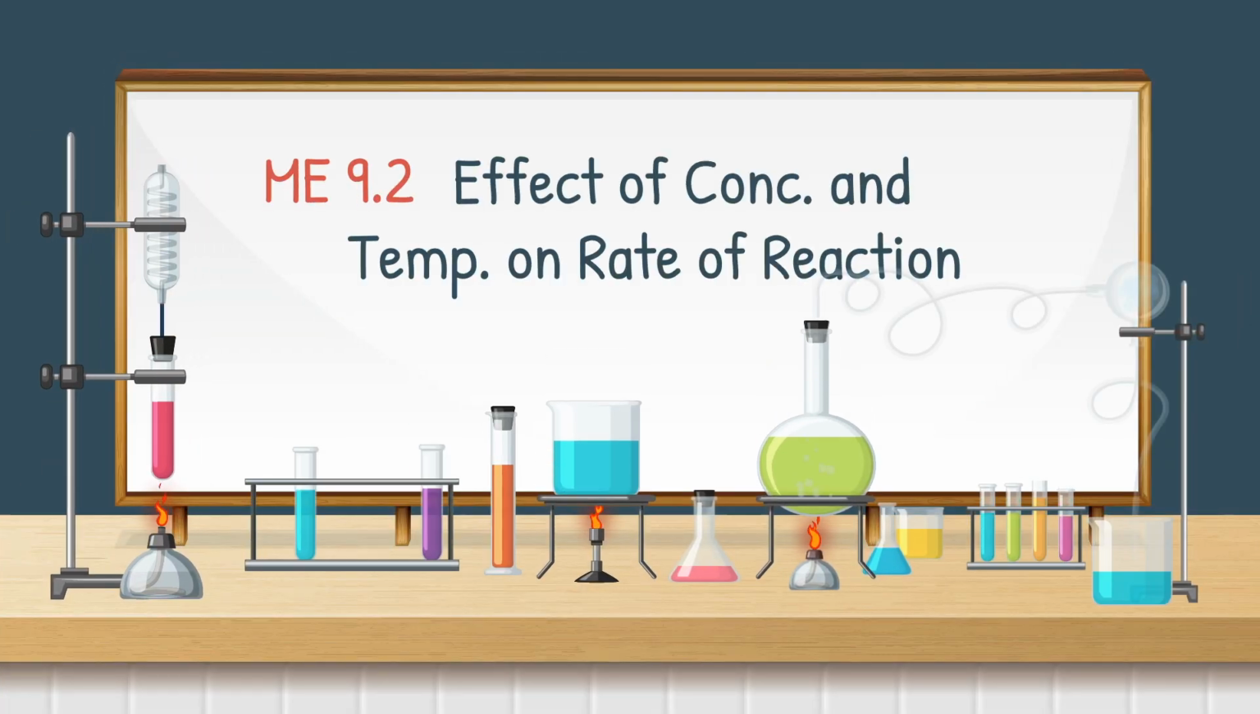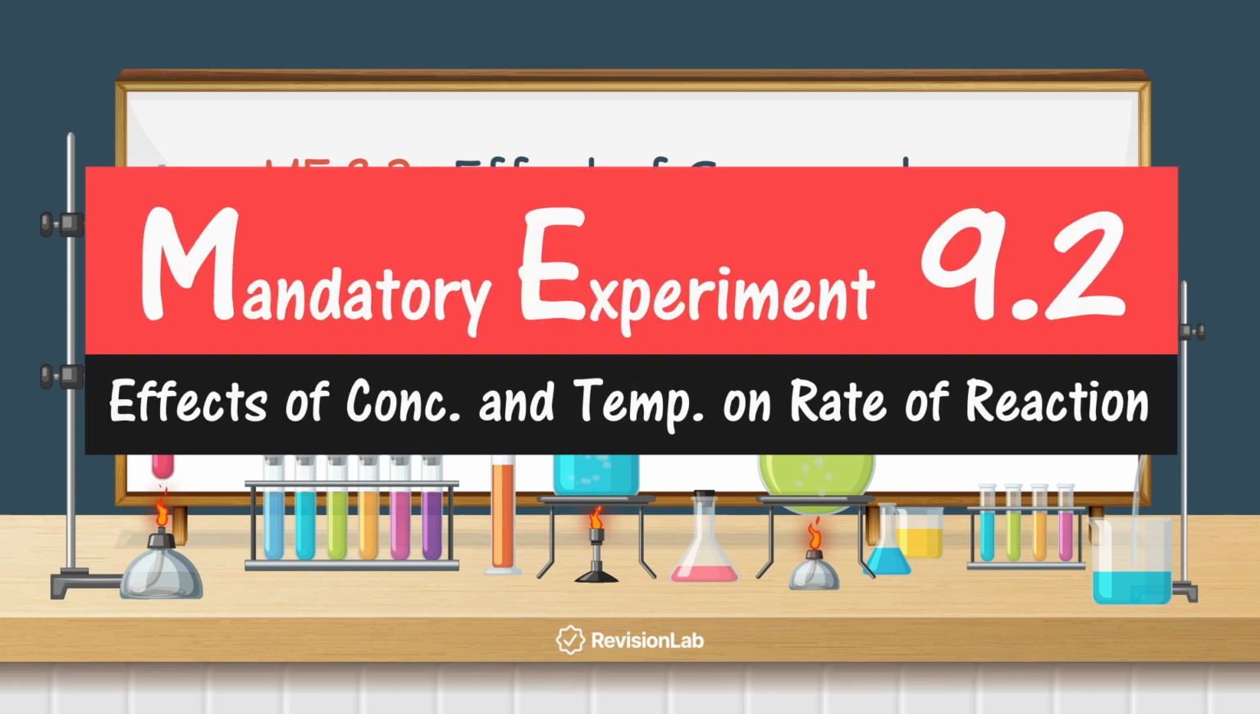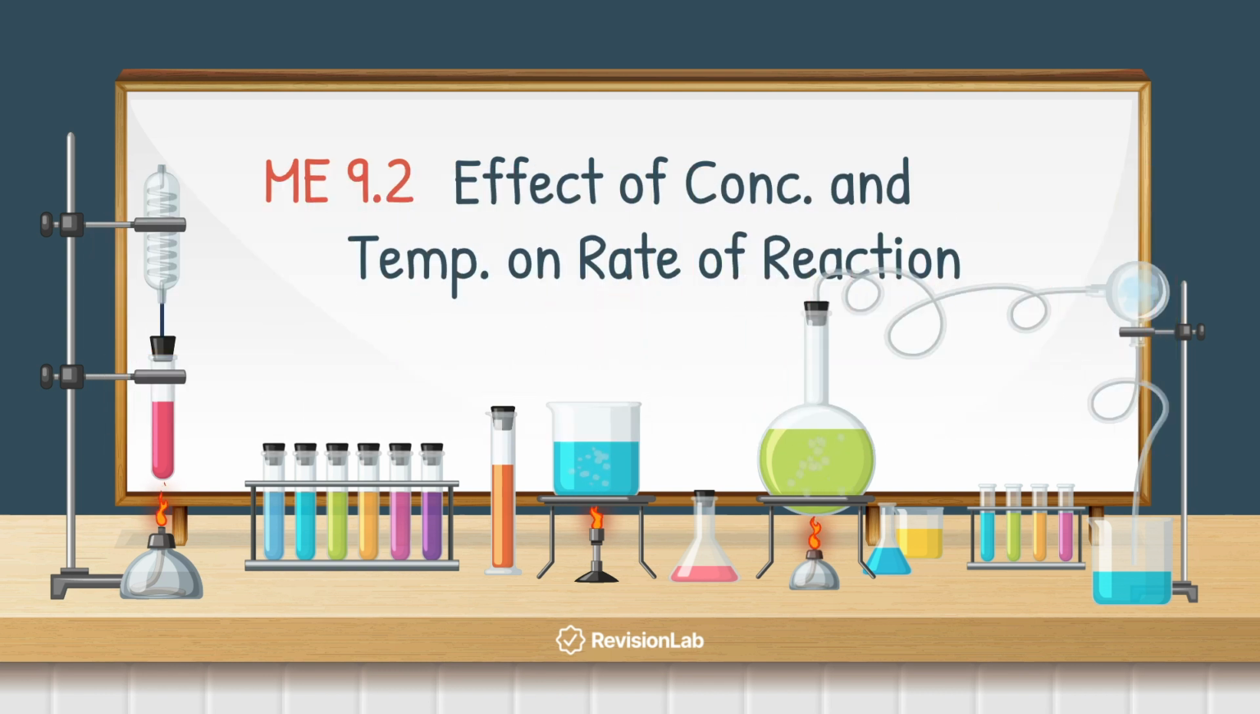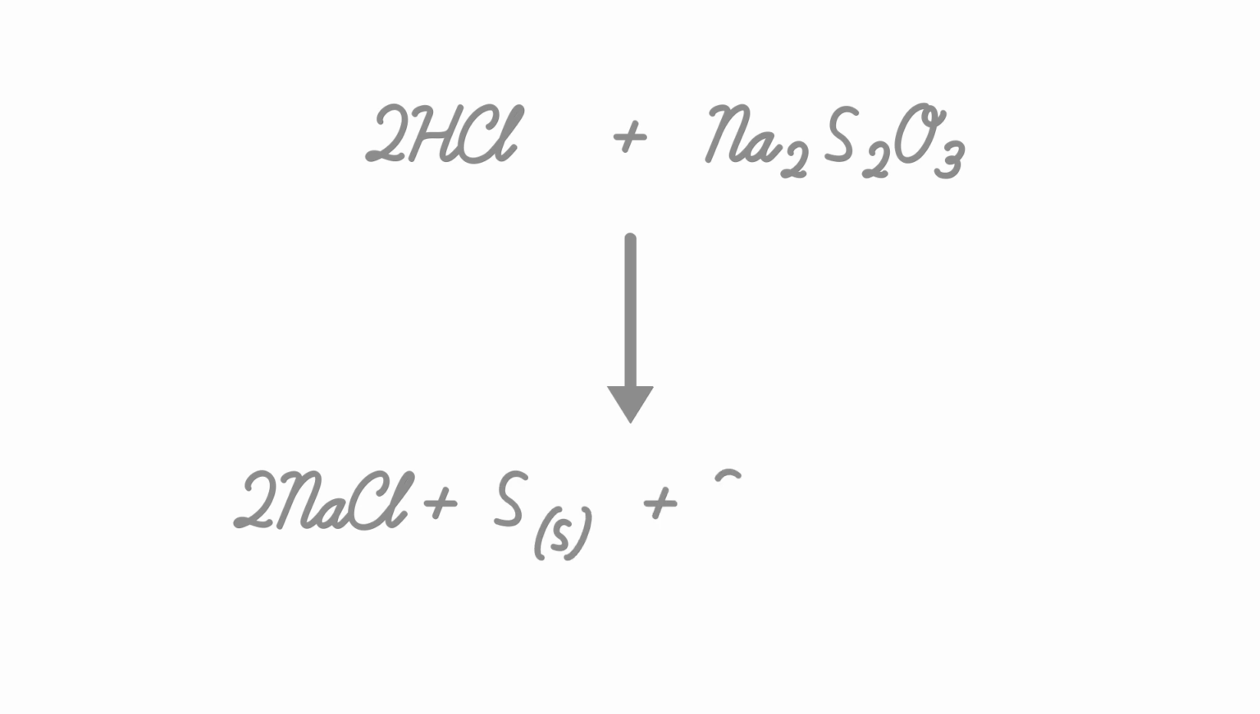Welcome to Mandatory Experiment 9.2. Here we will examine the effect of changing concentration and temperature on the rate of reaction between sodium thiosulfate and hydrochloric acid. First of all, let's take a look at the reaction taking place here. Sodium thiosulfate reacts with HCl to produce sodium chloride, sulfur, sulfur dioxide, and water.